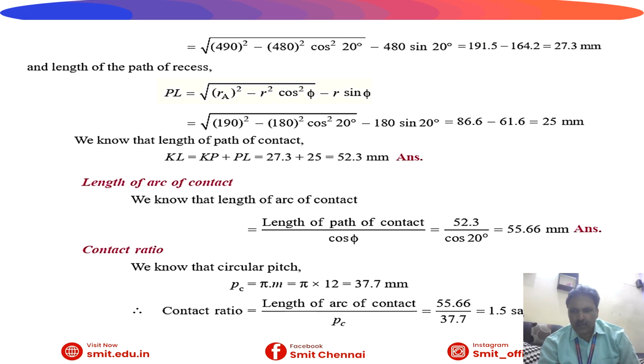Contact ratio: circular pitch PC is equal to pi m, pi into 12, 12 is the module. We will get 37.7 mm. Contact ratio is length of arc of contact divided by PC. You will get 55.66 upon 37.7, approximately 1.5.